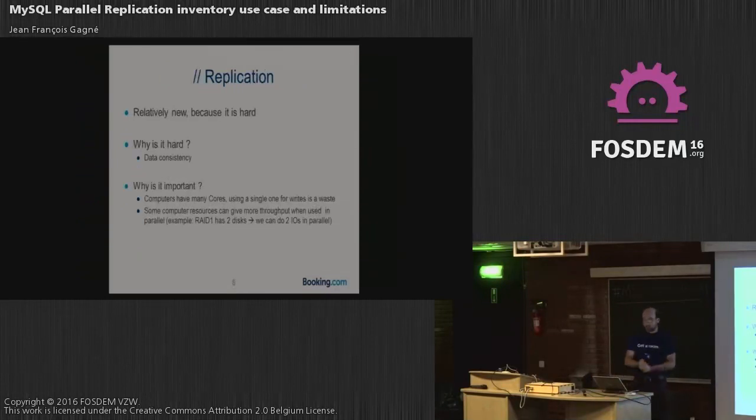So parallel replication is relatively new because it's hard. And why is it hard? Because if you run transactions in parallel, you have to be very careful to have data consistency. You have to make sure that the transactions you run in parallel on the slave give the same result as what happened when they were run on the master. And if those two transactions touch the same data, you might end up not having the same result. So data consistency is the challenge with parallel replication.